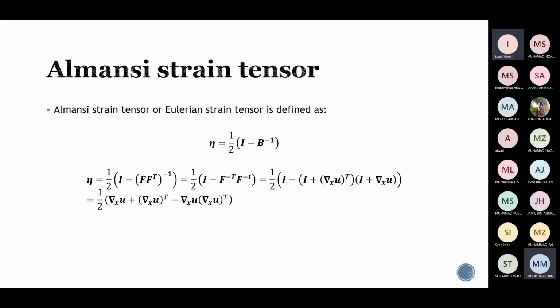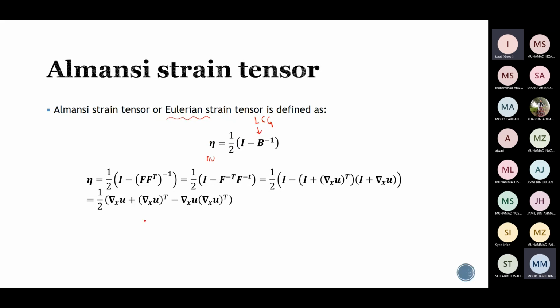And then we also have the Almansi strain tensor. So Almansi tu pun nama orang, bukan air limau ais ya. So Almansi strain tensor or Eulerian strain tensor. So this is Eulerian pula. Tadi Lagrangian is defined as the symbol nu. So nu equals 1/2 (I minus B^-1). So B is the left Cauchy green. Okay. So sometimes question asks you to find the left Cauchy green tensor and then find Almansi strain tensor.